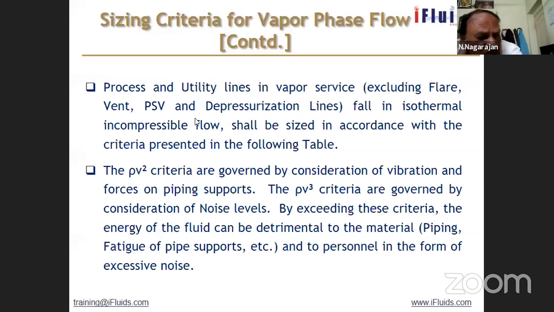So when a fluid flows in a pipe with certain force, we can see the pipe may vibrate. You can see the vibration in the pipe. That vibration is a function of density into velocity square, the density of the fluid. Also, sometimes it may create some noise. You can hear the noise when the fluid flows inside the pipe. Sitting near the pipe, you can hear the noise. That noise is a function of density into velocity to the power 3, rho v cube.